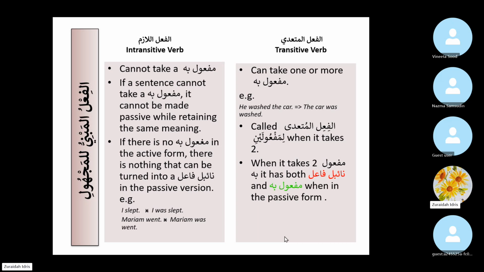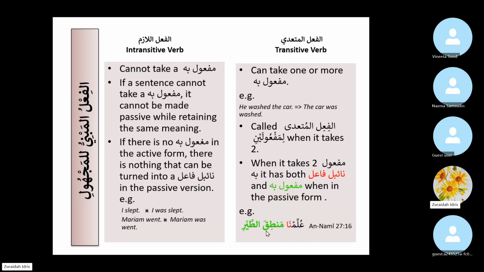This is the only time when a passive sentence can take a maf'ul bihi. I repeat, this is the only time when a passive sentence can take a maf'ul bihi. Because remember, the na'ibu fa'il was the original maf'ul bihi. So if that is already the na'ibu fa'il, there's no more maf'ul bihi. But when you have two, then the second maf'ul bihi of the active sentence now becomes your maf'ul bihi of the passive sentence.